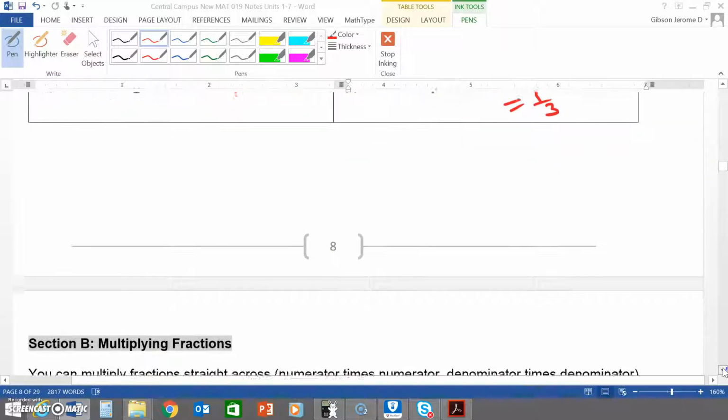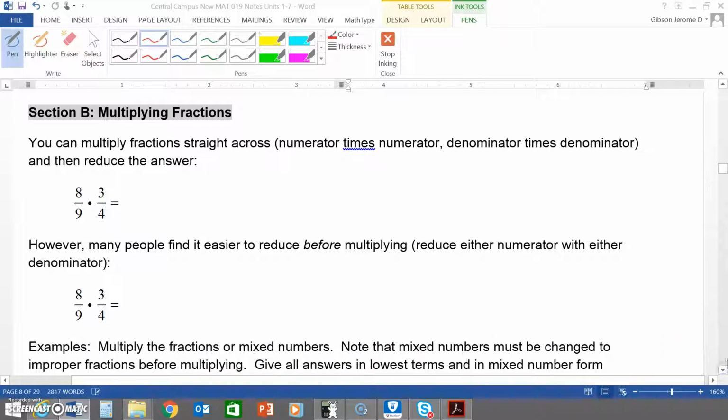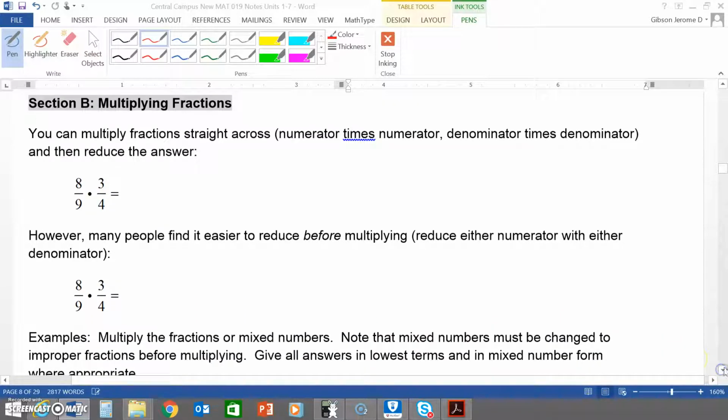Now, we come here to page 9. It says section B, multiplying fractions. You can multiply fractions straight across, numerator times numerator, denominator times denominator, and then reduce the answer. So we can multiply straight across.